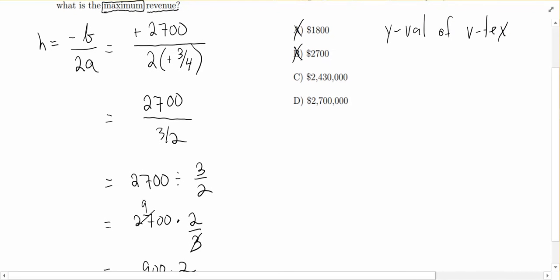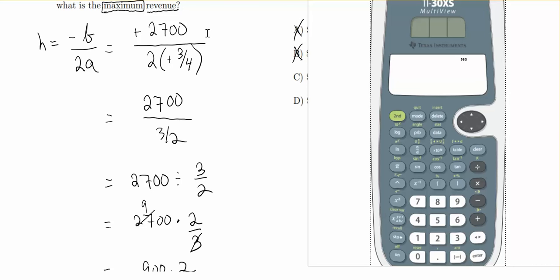Now, I did want to talk about the calculator briefly. So going back up to where we had 2,700 divided by 2 times 3/4 here. If you're using the TI-30XS MultiView, then this isn't bad. Otherwise, you got some parentheses to worry about. So in this case, we would just say 2,700 over 2 times, then we'll hit the fraction button again and do our 3/4. But if you're not using this calculator, I would suggest doing as much by hand as possible, because otherwise there's a good chance you're going to make some parenthesis errors.